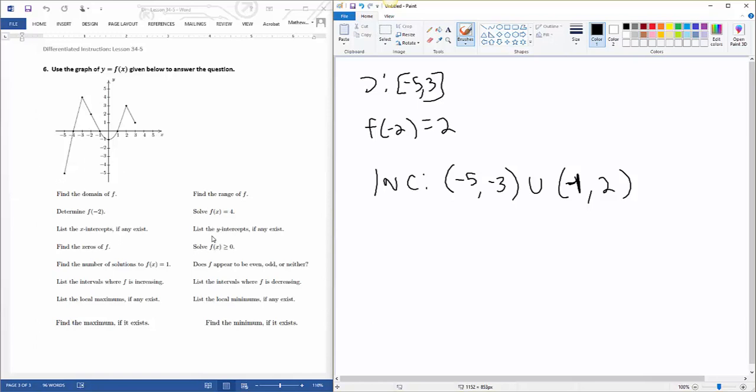The last little thing is, remember, an inequality. It's asking where your graph, so your y values, are either above or below 0. This says my y values are greater than or equal to 0. So where is it positive? It's going to be positive between -4 and -3, because it's above 0, and it's going to be positive from -1 to 3, because it's above 0.